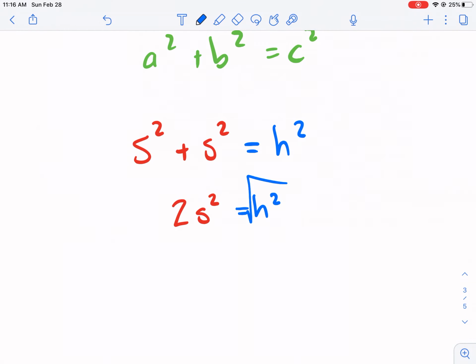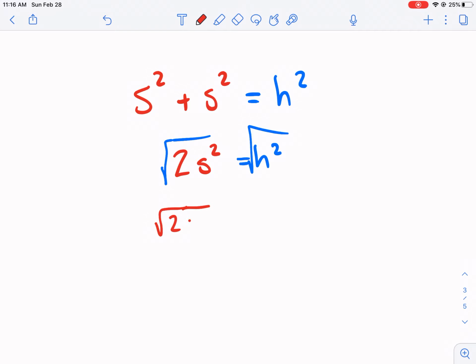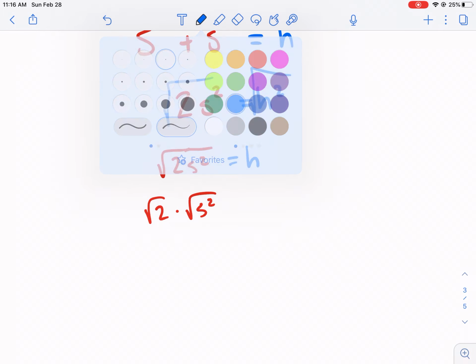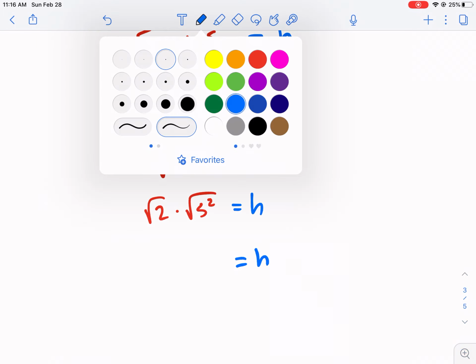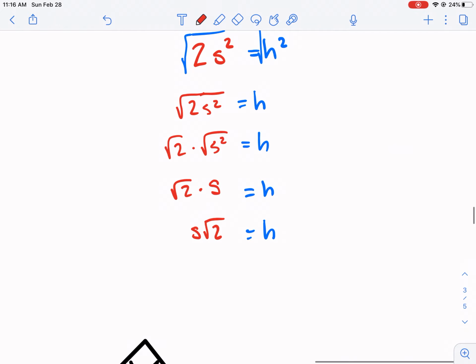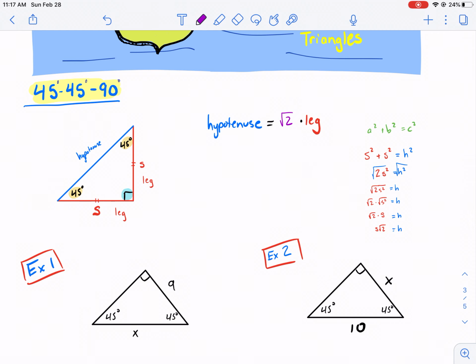What I need to do next is get h by itself by taking the square root of both sides. Once I do that, I get the square root of 2s squared equals h. I can split that up into the square root of 2 times the square root of s squared, and that equals h. Here I have the square root of 2, can't simplify that, but the square root of s squared is just s, but I need to rewrite it so the s is in front and then the square root of 2 is next. In other words, if I take my leg s and multiply it by radical 2, it will be equal to my hypotenuse. That is using the Pythagorean theorem to get to sight recognition.